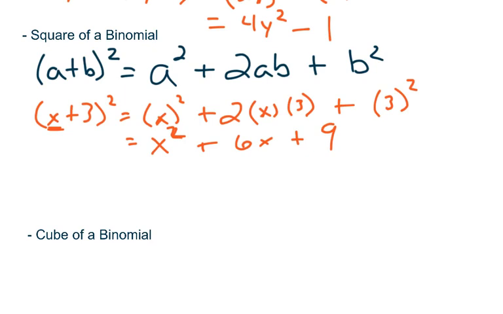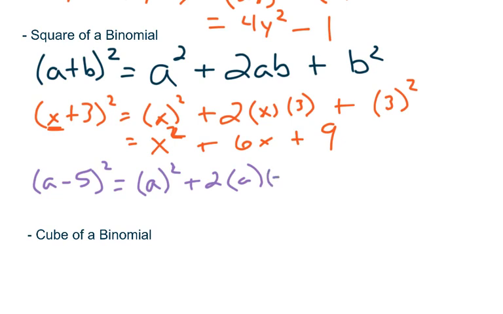Okay, let's try one with a negative. So how about (a minus 5) squared? Again, follow the pattern. So we'll have a squared, plus 2 times my a, again a, times my b, which is negative 5 this time, plus b squared.